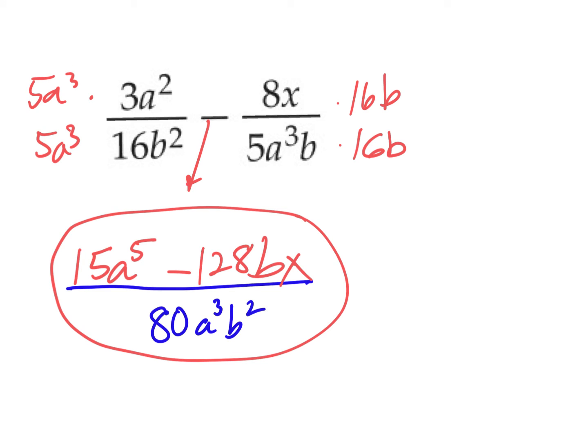Raise your hand if you had it. Oh, good. Good. Good. Questions on it? Okay, so you got to watch your steps. Right? What's missing? Now, you could have written this as 15a to the fifth over 80a to the third b squared minus 128bx over 80a to the third b squared. You would still need to get it to this point and combine it together as one fraction. Okay? But hopefully you like skipping that step a little bit because it gets us to the same place.